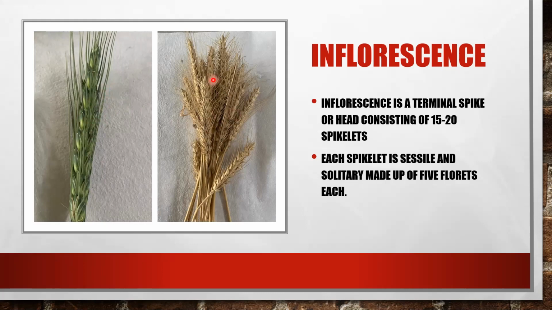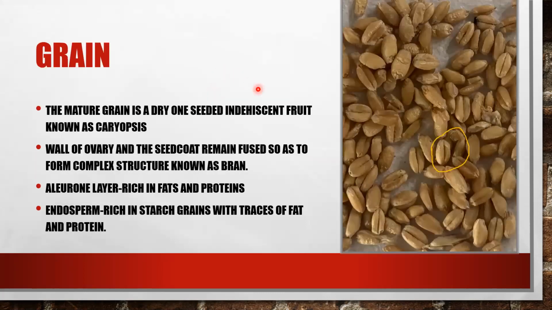And in the inflorescence, grains are produced after maturity. Grains are produced by ripening of the ovary wall and seed coat. They are not separated, they remain indehiscent. So this is called caryopsis or grain. This fusion of the ovary wall as well as the seed coat also forms the bran structure. Inside the grain, we have a proteinaceous layer called the aleurone layer. And inside the seed, food is stored in the form of fat, starch, and protein inside the endosperm tissue of the grain.